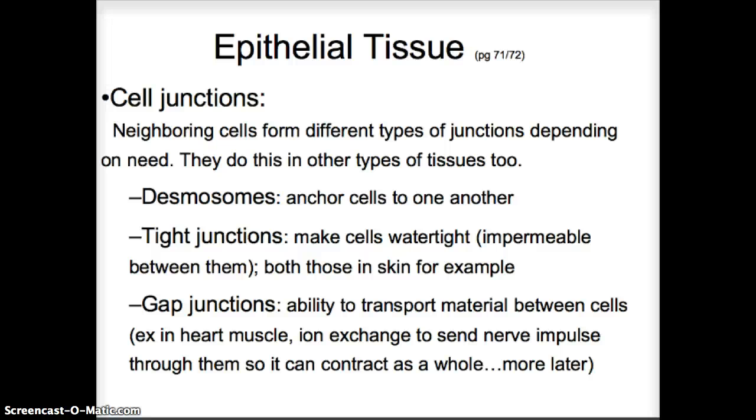Then we look at cell junctions. Since this tissue is very cellular, we need to attach the cells to one another somehow, and we have different things that do that. These different types of junctions have different qualities arising from them. So we have desmosomes, and those anchor cells to one another. And then we have tight junctions, and those make the cells watertight, so there's no liquid going in between the cells.